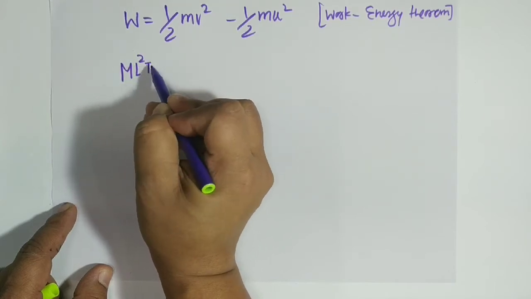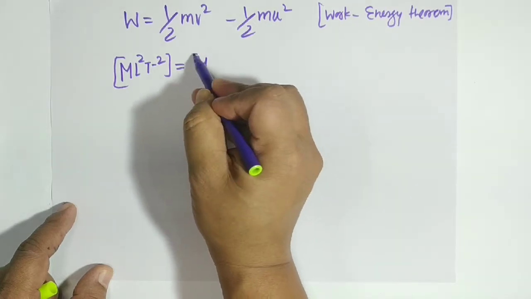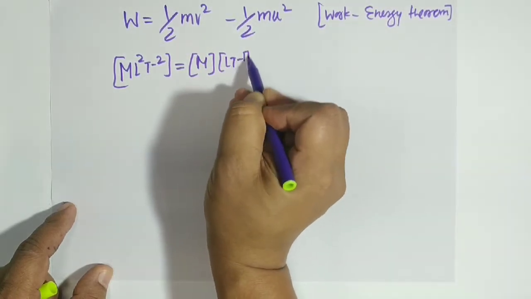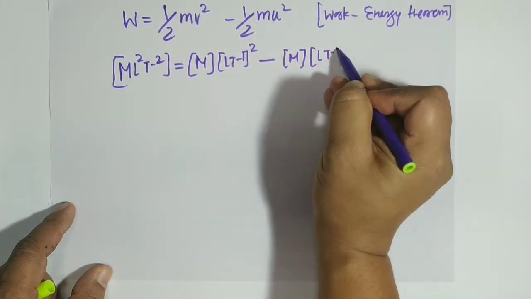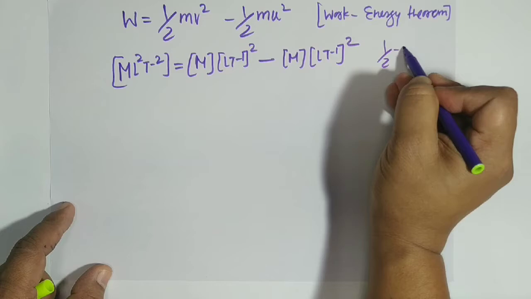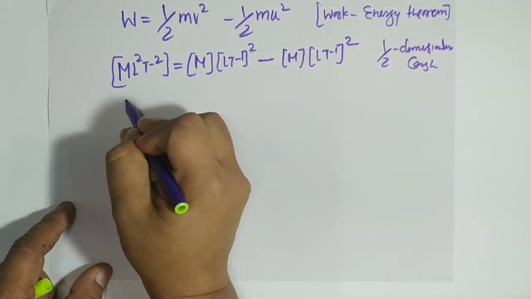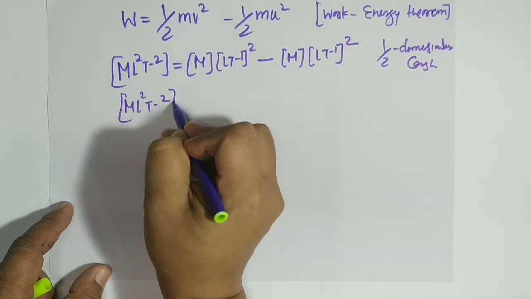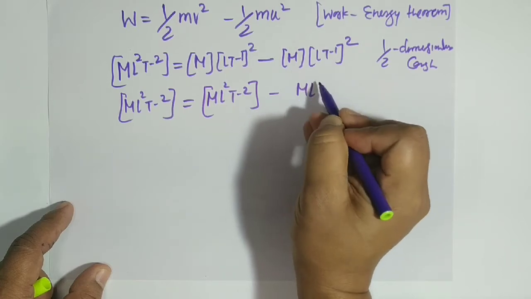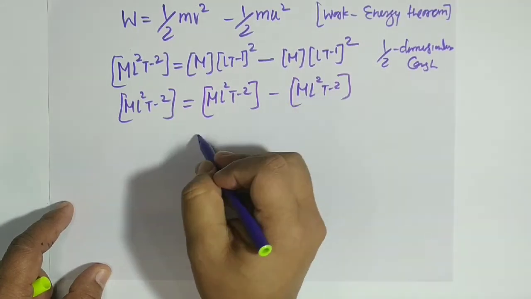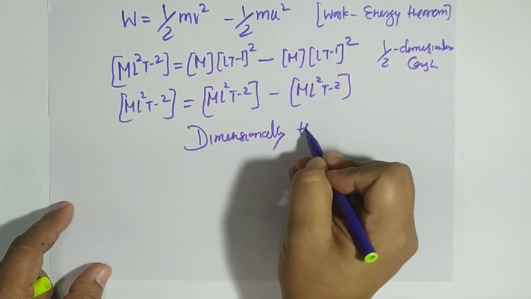So what is work? Force into displacement. So I am writing directly ML square T minus 2. Half we will not take. What is mass? M. Okay, what is velocity? LT minus 1 square. Again mass M. What is U? LT minus 1 square. Half is what? Dimensionless constant. Got it? So see here, ML square T minus 2. Again here, ML square T minus 2. And it is again ML square T minus 2. So we can say that dimensionally the relation is correct.